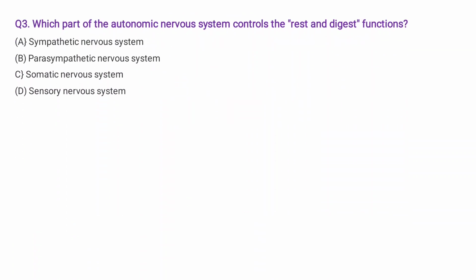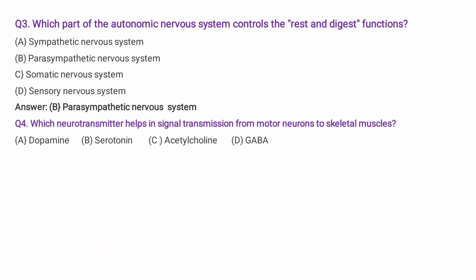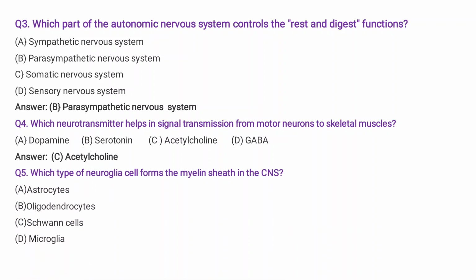Next, which part of the autonomic nervous system controls the rest and digest function? That is the parasympathetic nervous system. Sympathetic nervous system, that is fight or flight. Here, parasympathetic nervous system, rest and digest. Next, which neurotransmitter helps signal transmission from motor neurons to skeletal muscle? That is acetylcholine. Next, which type of neuroglial cell forms the myelin sheath in the CNS?